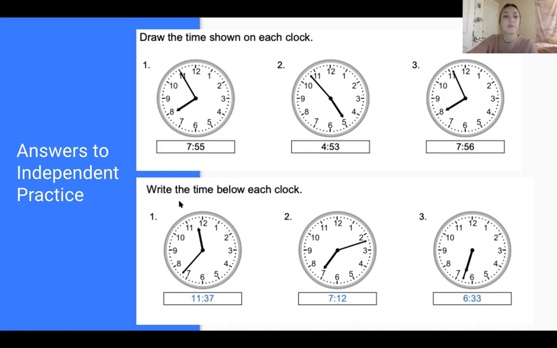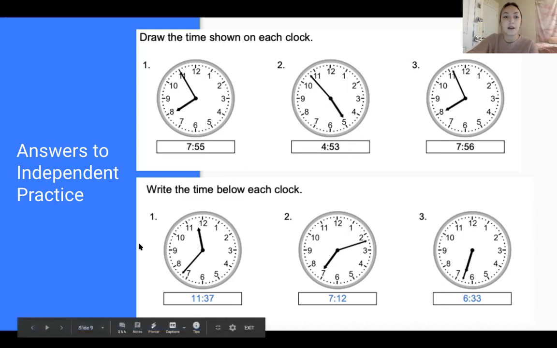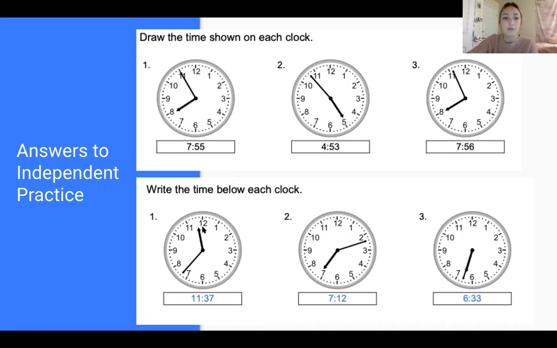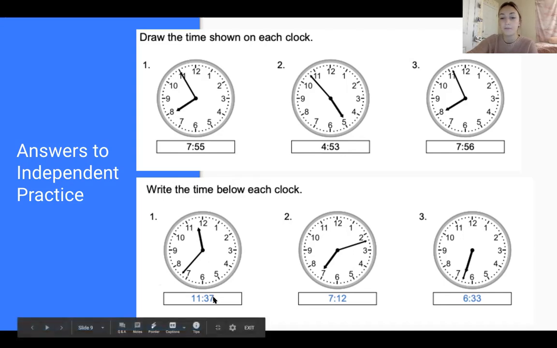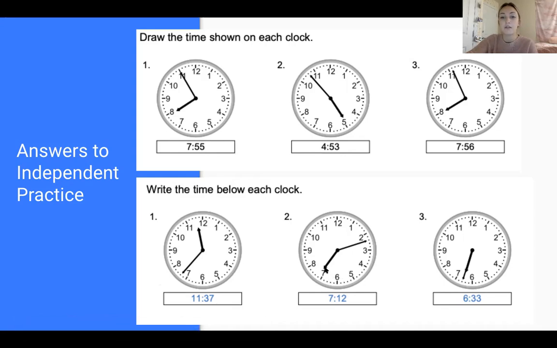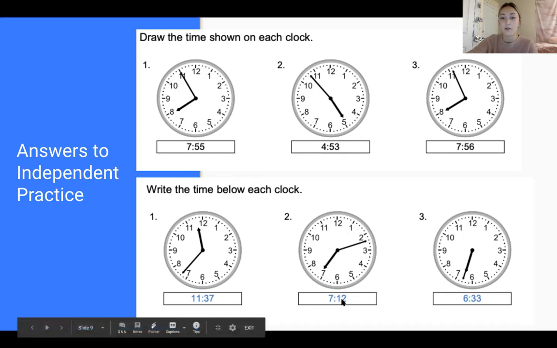So here we had to write the time. Looking at number one, our hour hand is almost at the 12, but not yet. So it's still 11 o'clock. So you should have written 11:37 here. For number two, our hour hand is only a little past the 7, so we know it's still 7 o'clock. And our minutes are pointing to the 12. So your time is 7:12.